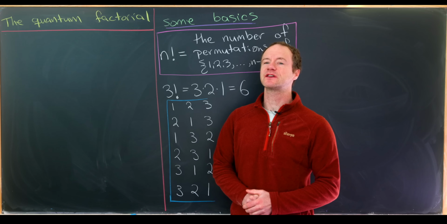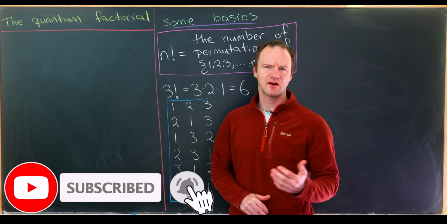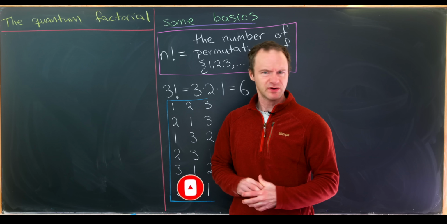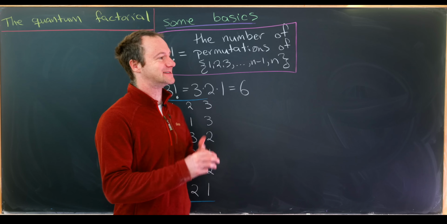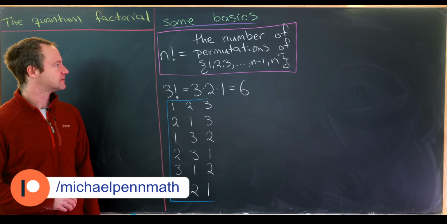Today we're going to look at a really interesting object known as the Q analog of the factorial. But in order to work some clickbait into this, we're going to call it the quantum factorial. But sometimes it's called that anyway. But before we look at exactly what that is, let's recall some basic facts.